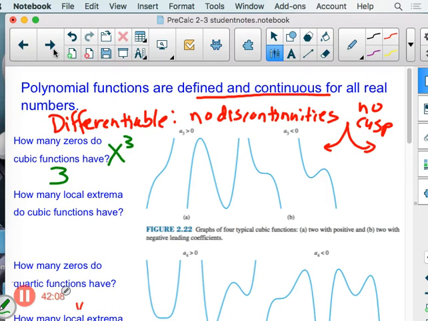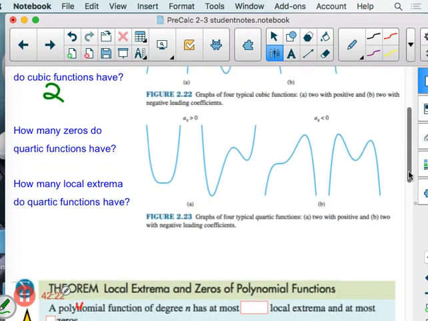How many local extrema, if they have local extrema, will our cubics have? 2. Yeah, they've got to have the 2 turns to get them back on the path that they need for their end behavior. How many zeros will we find with a quartic? Not asking how many real and how many imaginary, just how many. And then how many local extrema do quartic functions have if they have local extrema? They have to have 3, because again, they have to get back on that end behavior path. So if they have it, they're going to have 3. And you can see that in those drawings up there, how that's going to work.